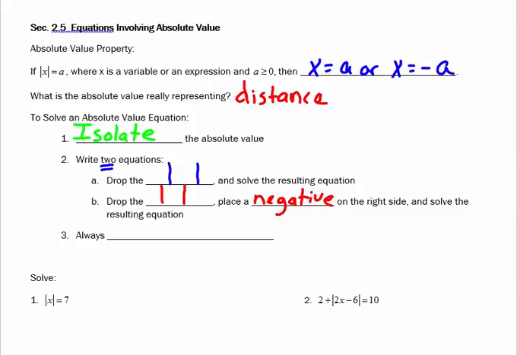Lastly though, check your answers. Always check your answers. And the reason being is because an absolute value cannot be negative. So sometimes you're going to possibly get some answers that don't really work. So make sure you check your answers.